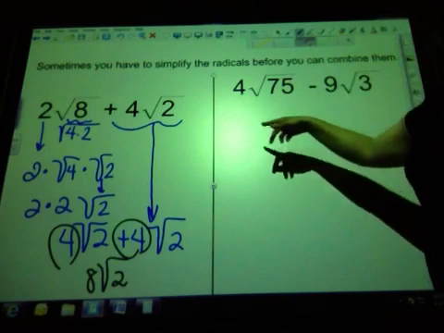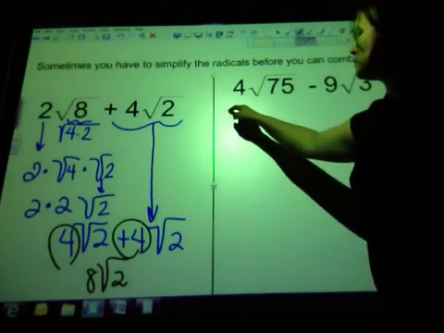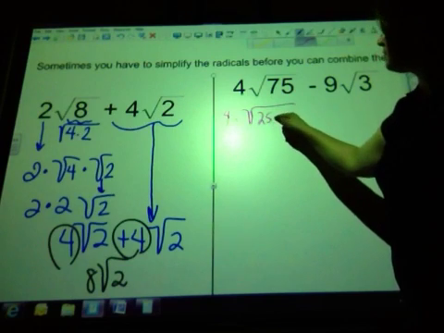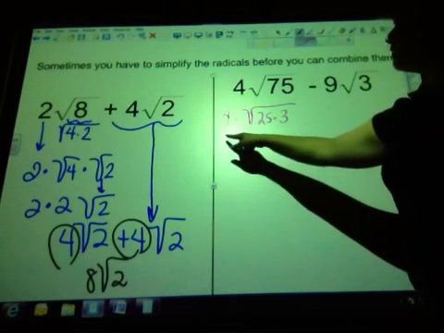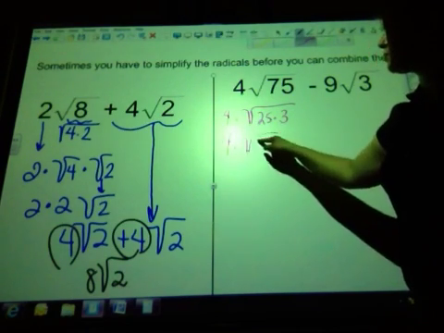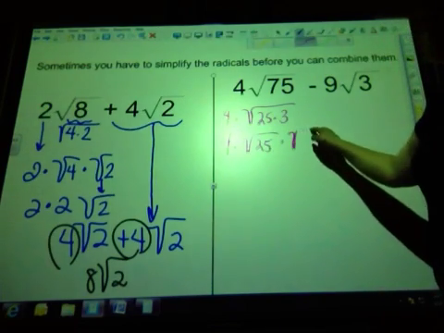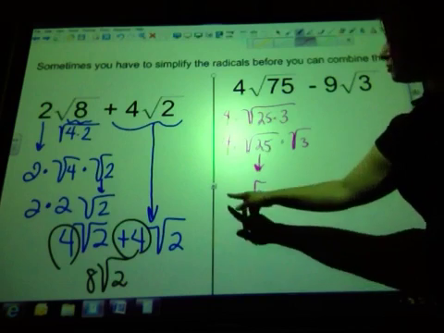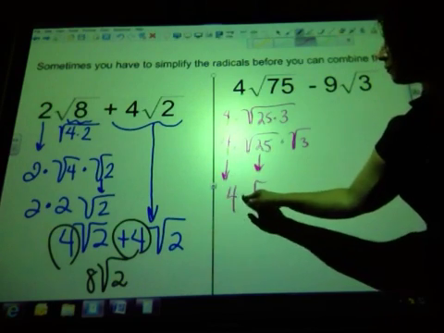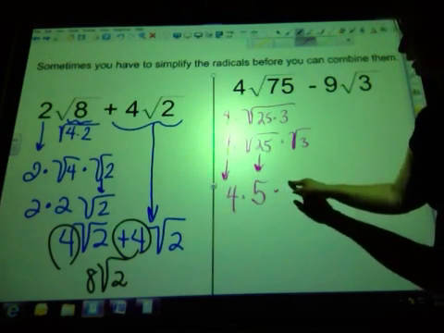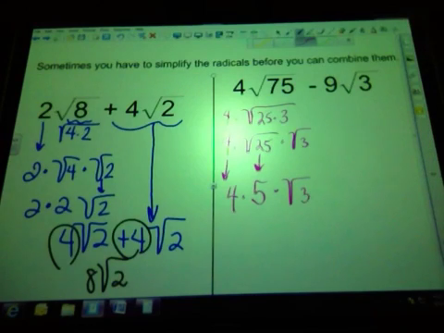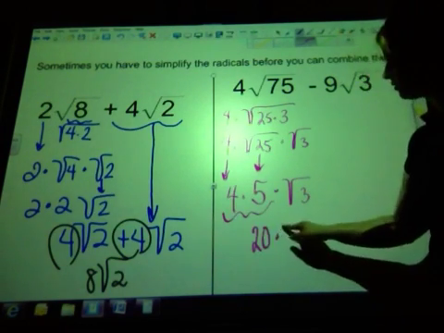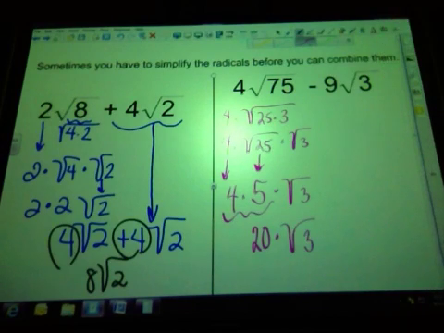Lucky for me, I know that 25 is a square number. So I'm going to break this apart into 4 times the square root of 25 times 3. Then even farther, 4 times the square root of 25 times the square root of 3. Square root of 25, remember, just turns into a 5. Bring down your 4 times, and then also bring down your square root of 3. Combine this, 4 times 5 is 20. So I have 20 times the square root of 3.